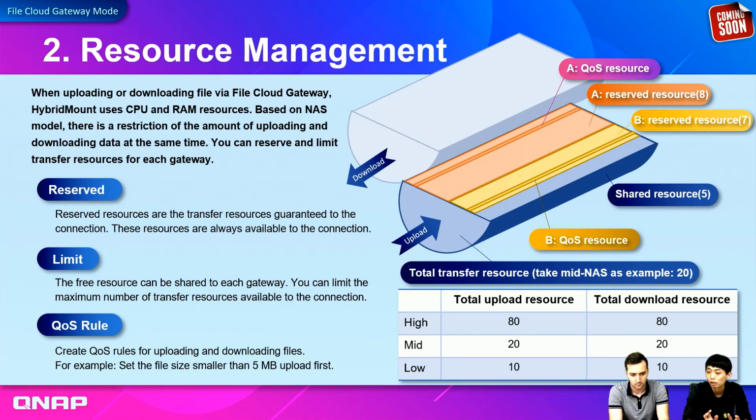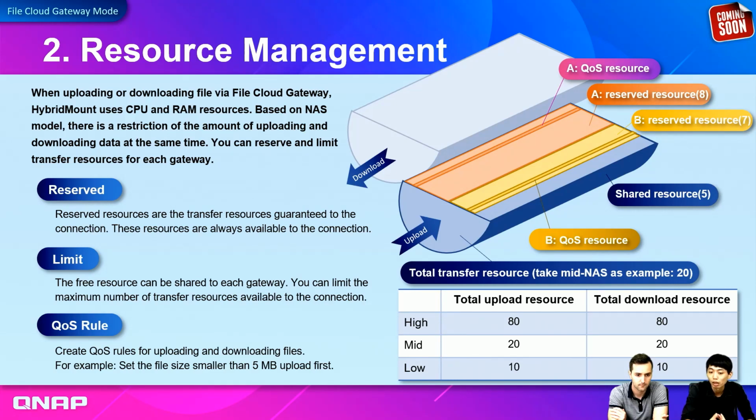All right. So the second one is the resource management. This is the part which we will release in the next version. It's still not developed in this version. Okay. This is really a very important part that I want to introduce now. When uploading and downloading a file via file cloud gateway, HybridMount will use CPU and RAM resources and also bandwidth resources.